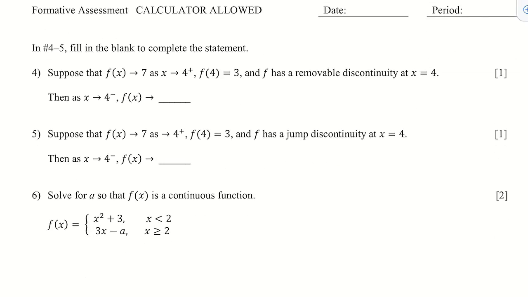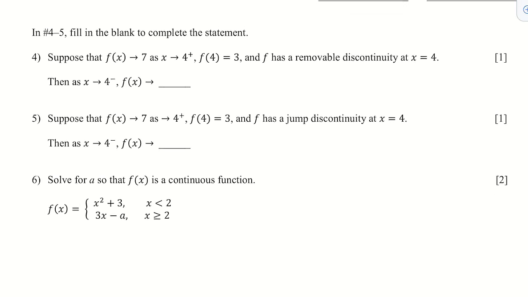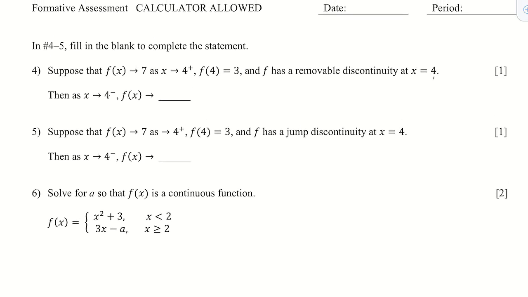Move on. So it says suppose f of x is going to 7, as x is going to 4 from the right-hand side. Then it says f of 4 is equal to 3. It says f has a removable discontinuity at 4. So what that means here is that f has a removable discontinuity at 4. So 1, 2, 3, 4. At 4, that means that there is going to be some type of hole.